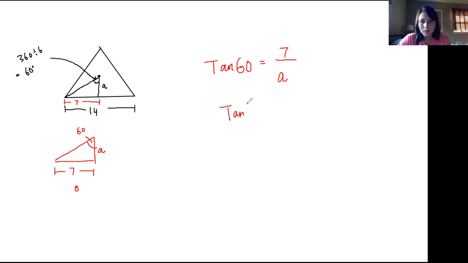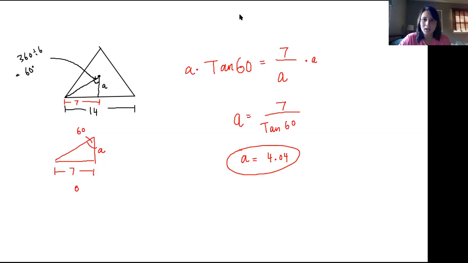So tangent of 60 equals 7 over adjacent. Again, we're going to multiply both sides by A, and then we're going to have A equals 7 divided by tangent of 60. Okay, so 7 divided by tangent of 60 equals about 4.04. Now you have your adjacent, your apothem.